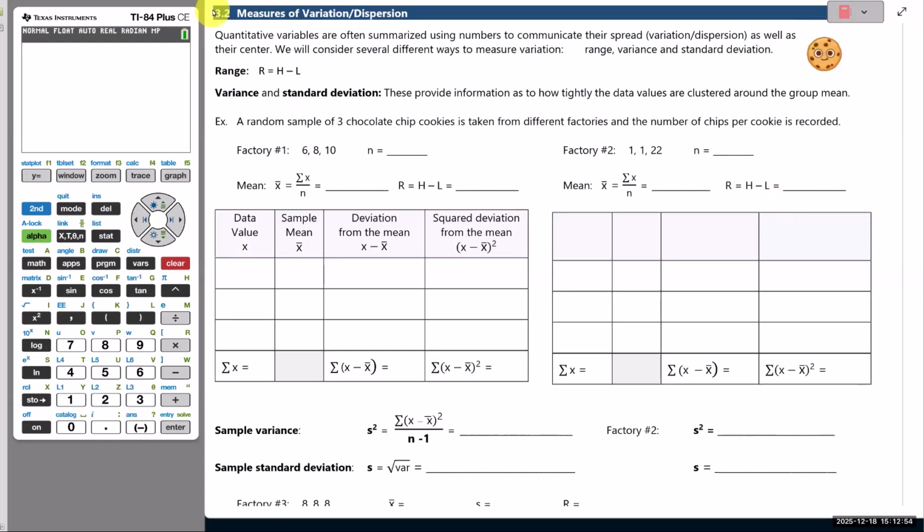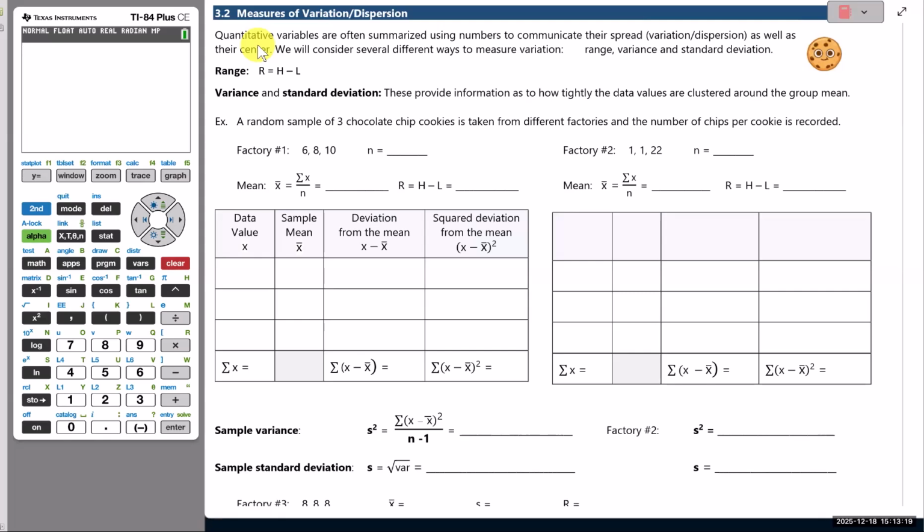Welcome. Section 3.2 is called measures of variation or dispersion. So quantitative variables are often summarized using numbers to communicate their spread, variation, dispersion, as well as their center. So in the last section, we took a look at measures of center, trying to describe a typical data value, and we considered measures of center like the mean, median, and mode.